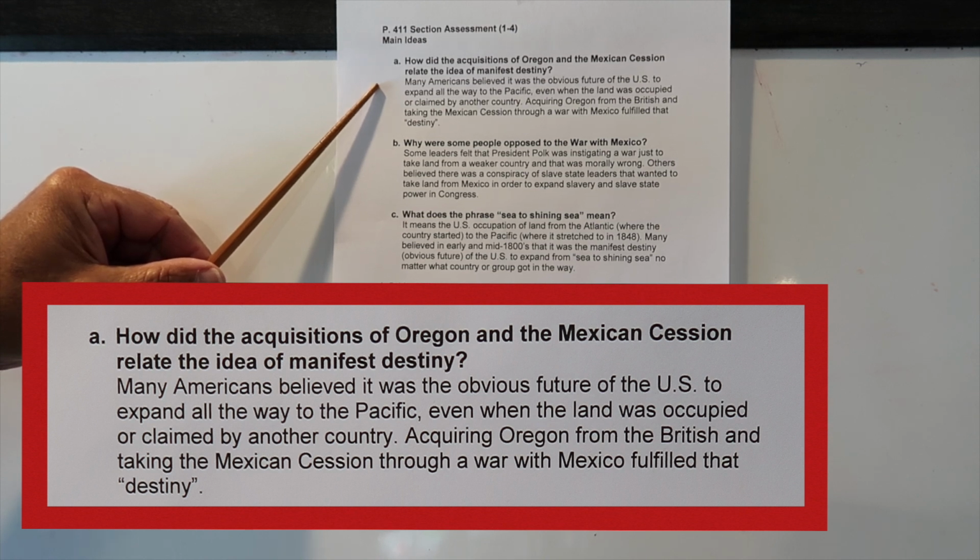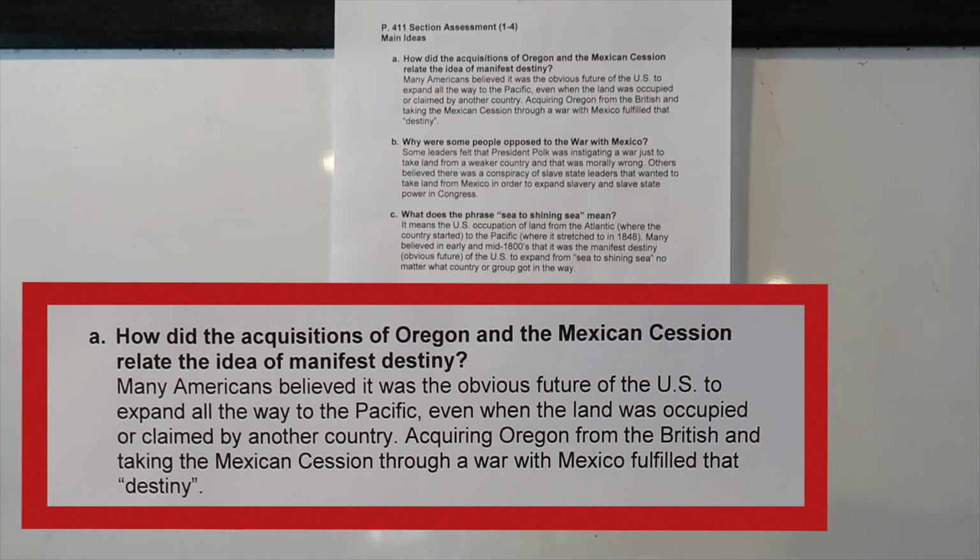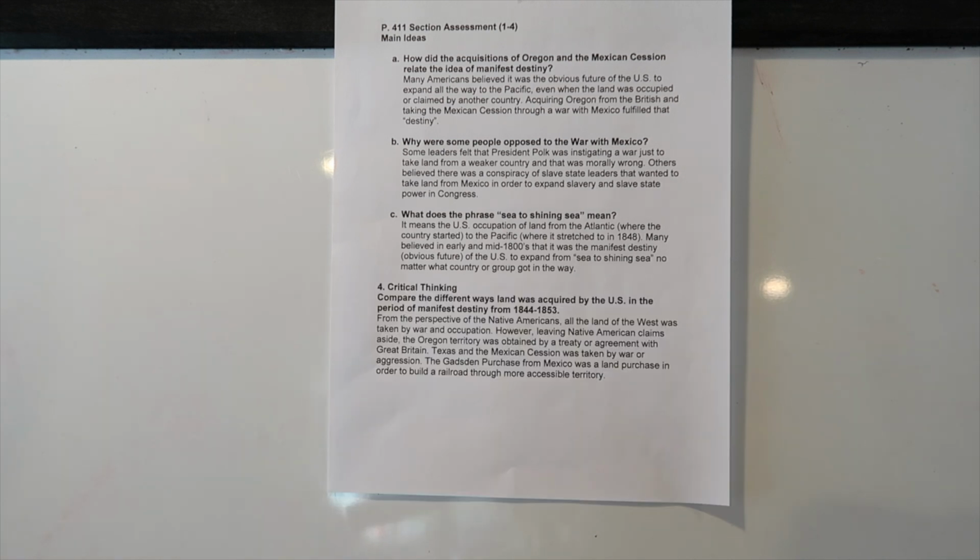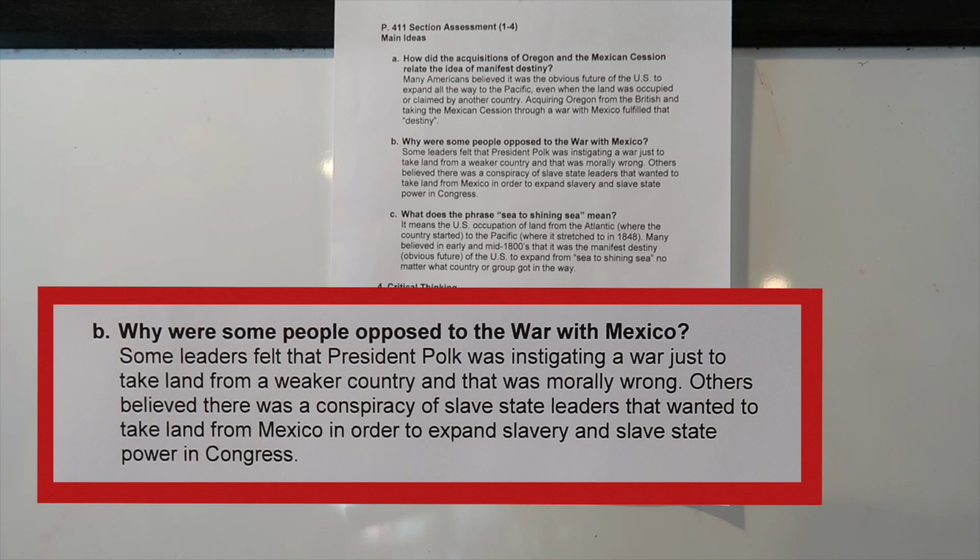Acquiring Oregon from the British and taking the Mexican Cession through a war with Mexico fulfilled that destiny. So pause right here and check your answer. Make sure you got the right answer. If there's something you'd like to add, you can add to it. And now let's take a look at letter B.